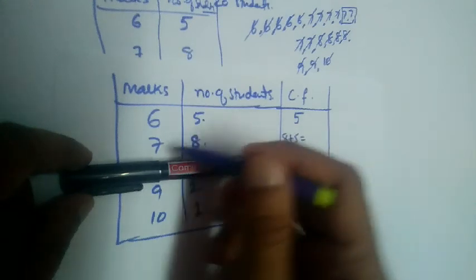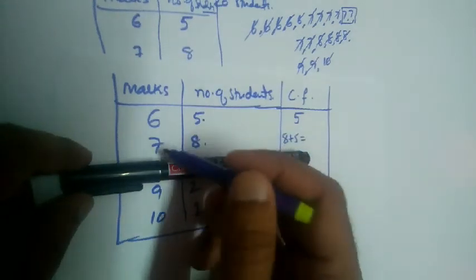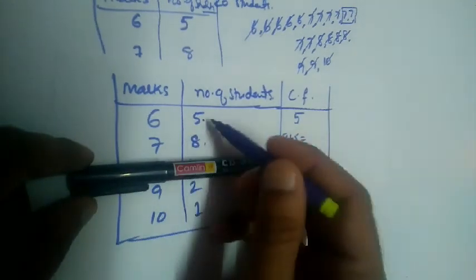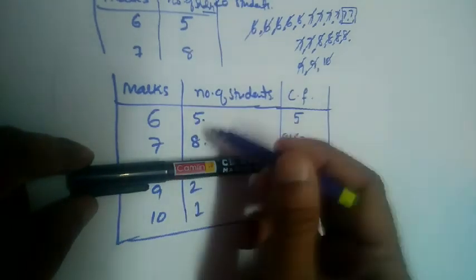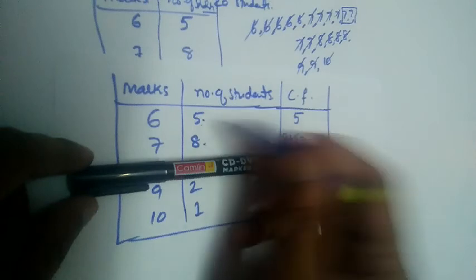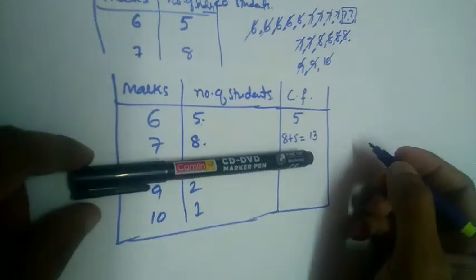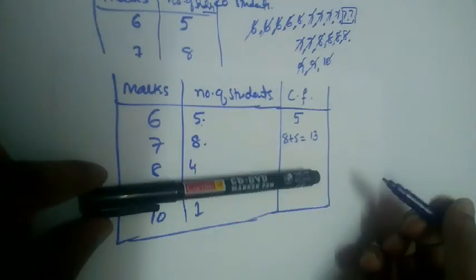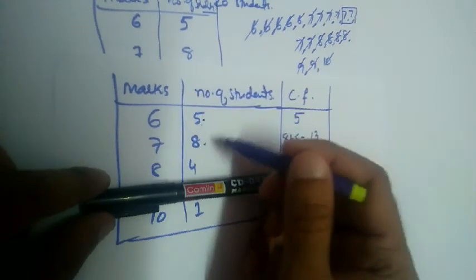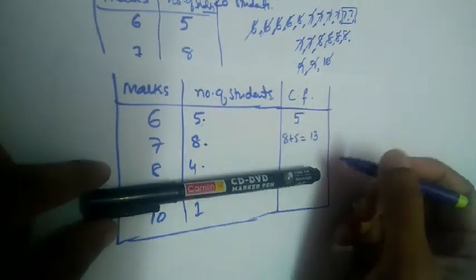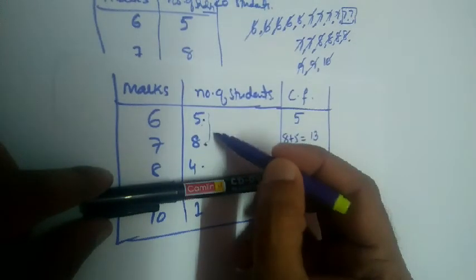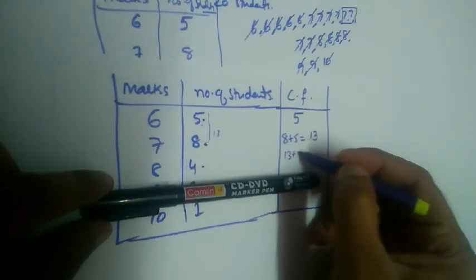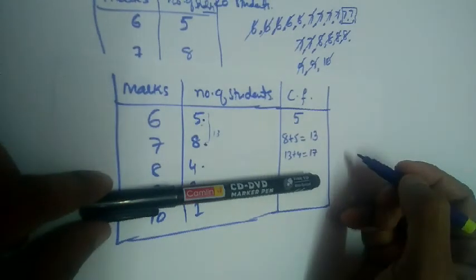We can also write this as less than 7. If we are counting less than 7, less than 6 is also less than 7, right? So we should include these 5 students in less than 7 also. That's why we are adding 8 plus 5, which gives us 13. Now, how many students got less than 8? You answer that. We should add 5, 8 and 4. We have already added up to 13. Now 13 plus 4 is 17, right?